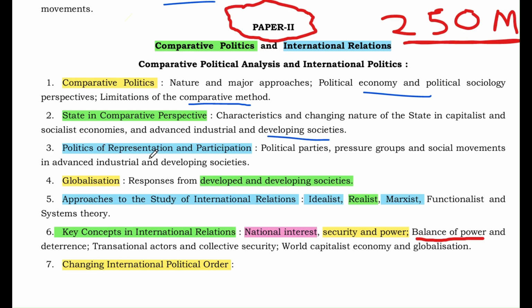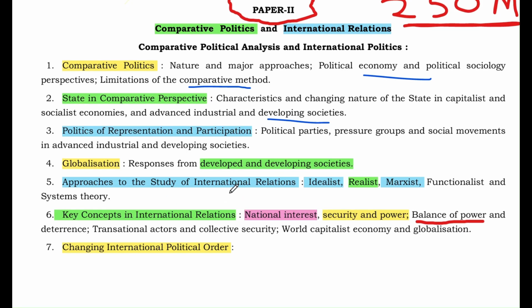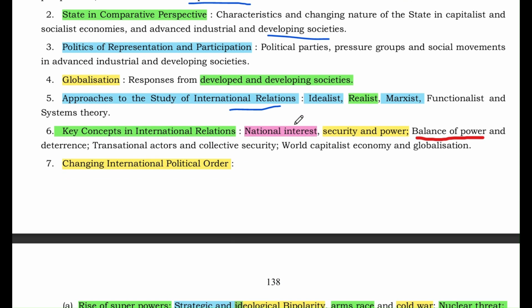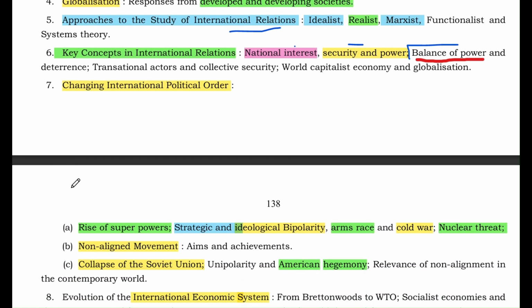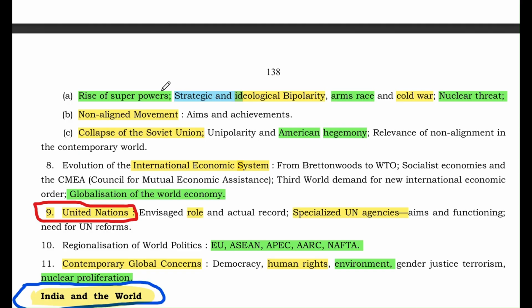Then politics of representation and participation, meaning democratic participation. Then globalization, developed and developing countries, approaches to the study of international relations like idealistic, realistic, Marxist. Then key concepts in international relations like national interest, security, power, balance of power. Last time a question was asked on balance of power. Then changing international political orders, like the rise of superpowers, ideological bipolarity, arms race, Cold War, nuclear threat; this question was asked. Then the Non-Alignment Movement, collapse of the Soviet Union, American hegemony.